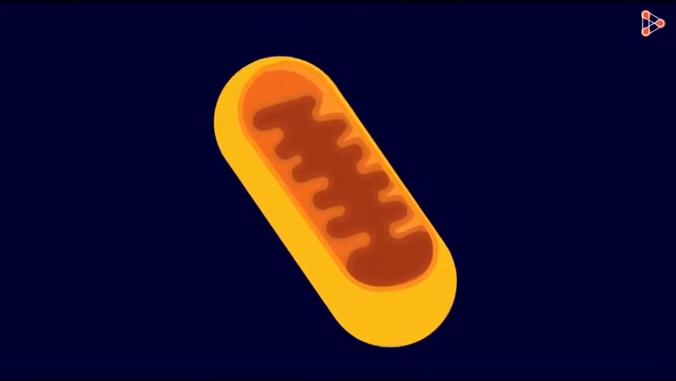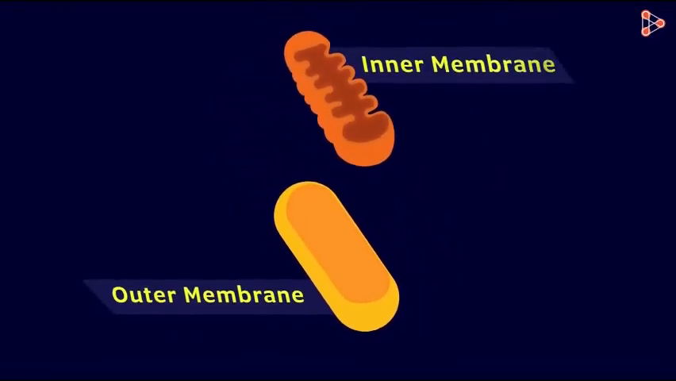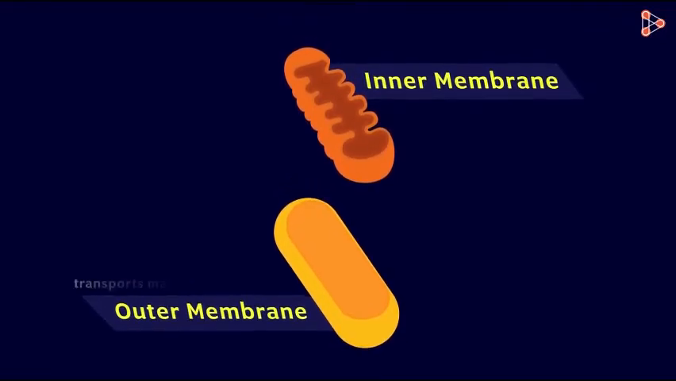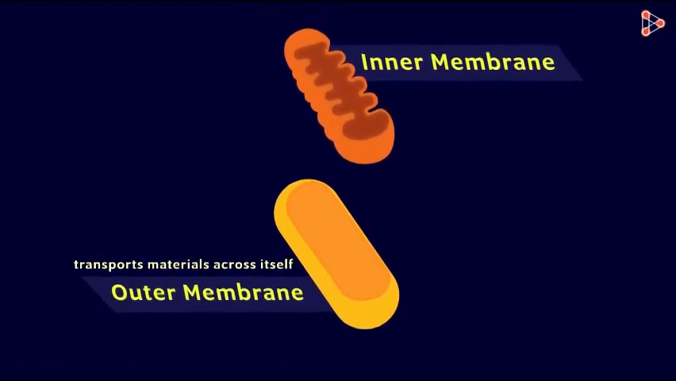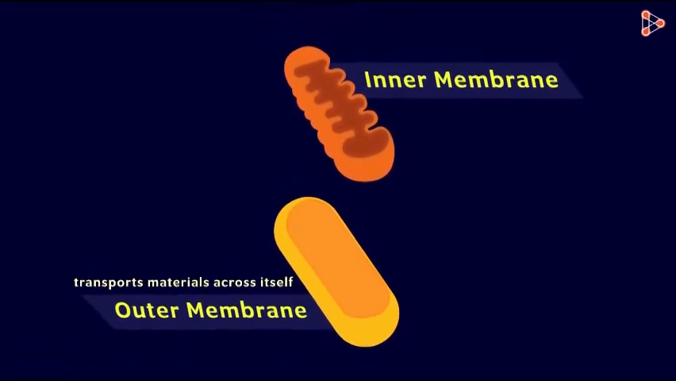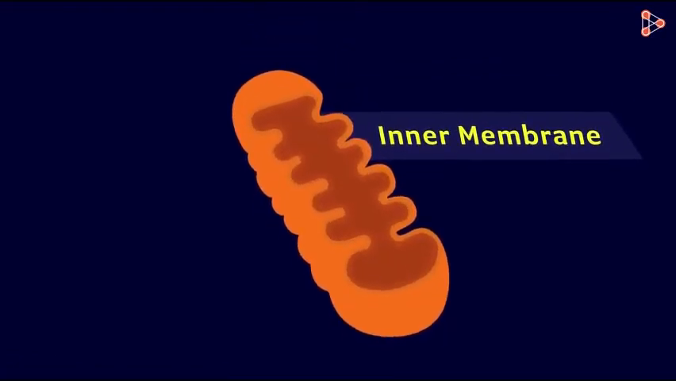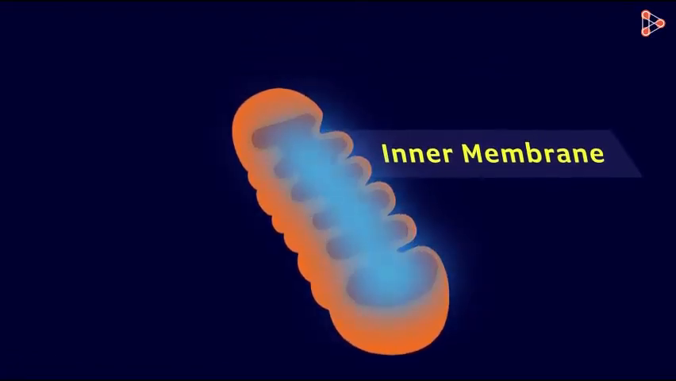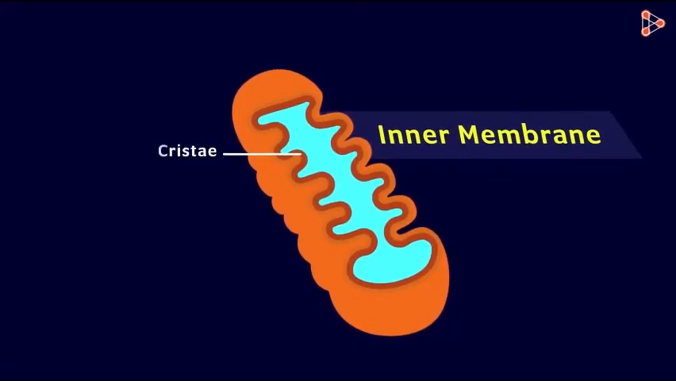The mitochondria has two membranes, the outer membrane and the inner membrane. The outer membrane is porous, which means it allows the transport of materials across itself. The inner membrane is slightly different and interesting to understand. The membrane is thrown into several folds and therefore has a larger surface area. These folds are referred to as cristae.